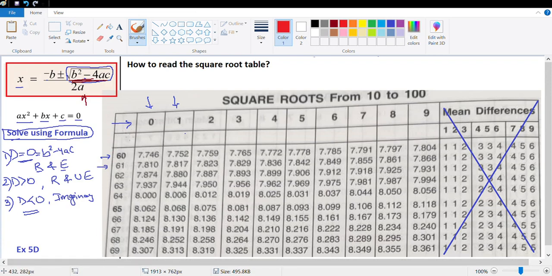This table in your book starts from 0, or rather 1, and goes up to 100. So you can find square root of 0 going up to square root of 100 in your book. That's what would be given. Obviously, square root of 0 is 0. So yeah, that's very simple.